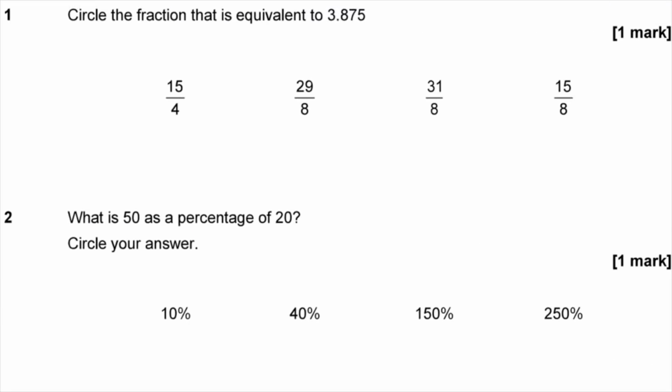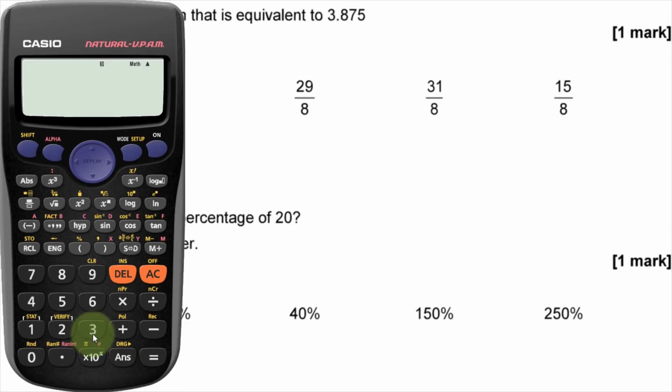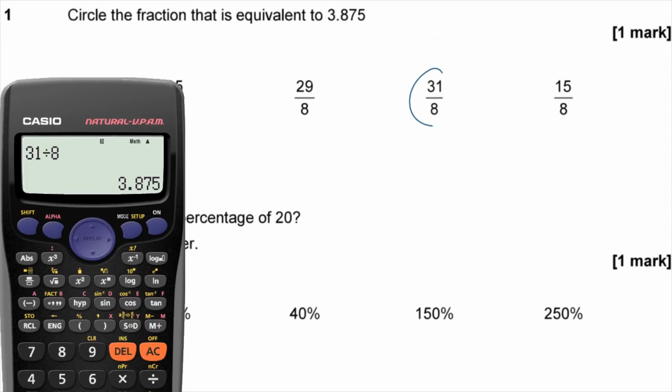Question 1. Circle the fraction that is equivalent to 3.875. Now this is the calculator paper, so probably the easiest thing to do is to tap each one into your calculator one after the other and then use the symbolic to decimal button to convert it into a decimal. You should pretty much easily find that that's 31/8.